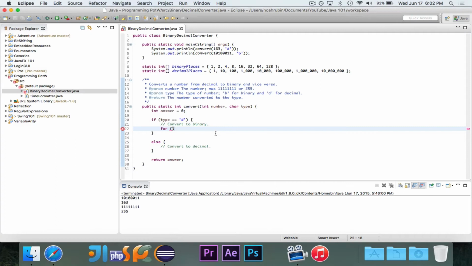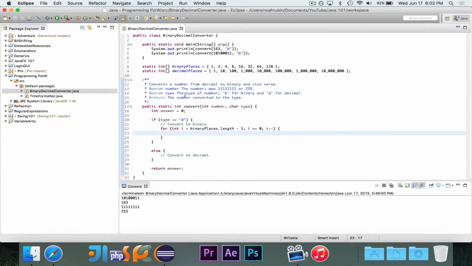That's very important. So we're going to use our i counter, and we're going to do length minus 1. We always need to do minus 1. We're starting at the end. i is greater than or equal to 0, i minus minus. So we're starting with the 128, and we're going back to the 1 inclusive. And now we have the setup. So we're going to enumerate through all of the binary places, starting from the largest, going to the smallest.